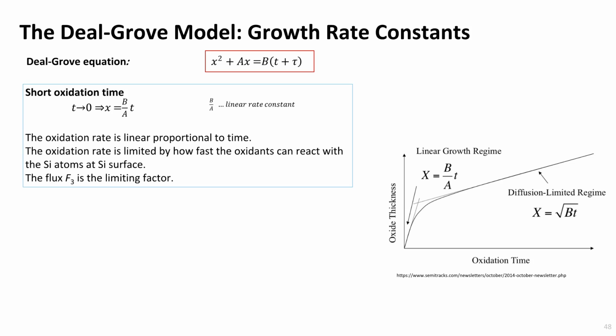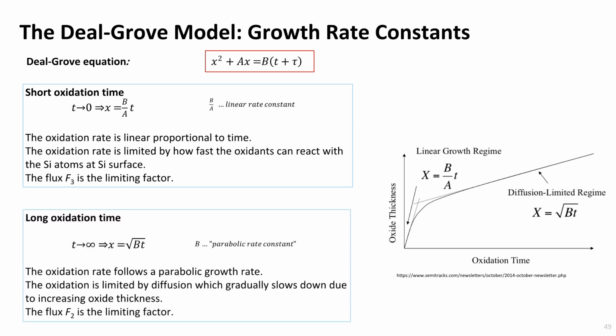This is dominated by the reaction-limited process, meaning that the oxidation rate is limited by how fast the oxidants can react with the silicon atoms. Flux F3 is the limiting factor. So, for short oxidation times, the oxide thickness X equals B divided by A times the oxidation time T. B over A is called the linear rate constant.